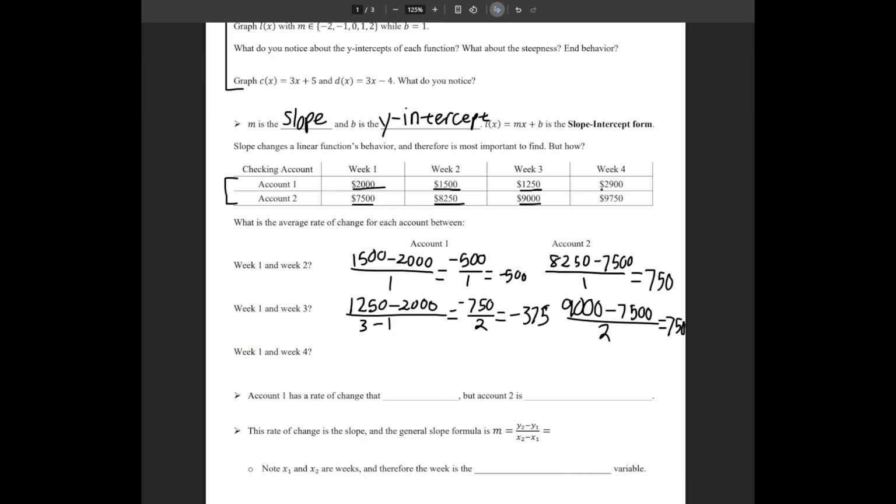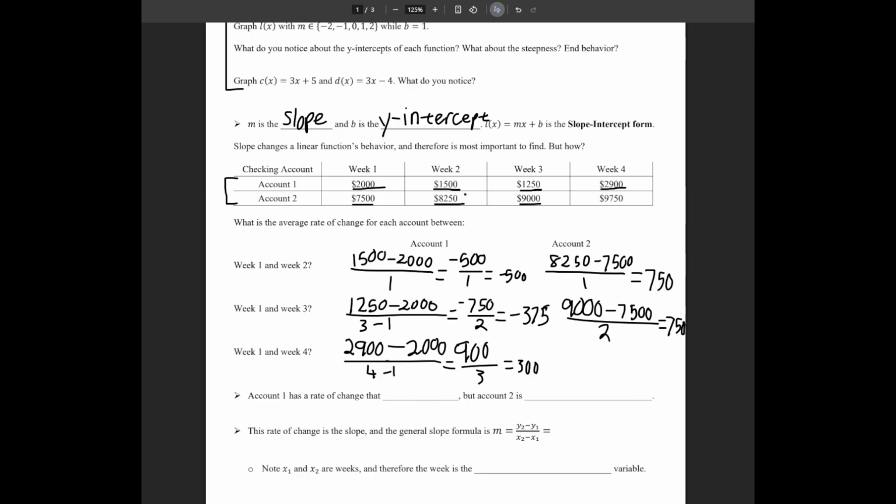So week 4, it actually looks like account number 1 had an increase in money. So we have $2,900, between weeks 1 and 4, minus $2,000, divided by, we passed 3 weeks. So it would be 4 minus 1, just 3. This should give us 900 divided by 3, or just 300.